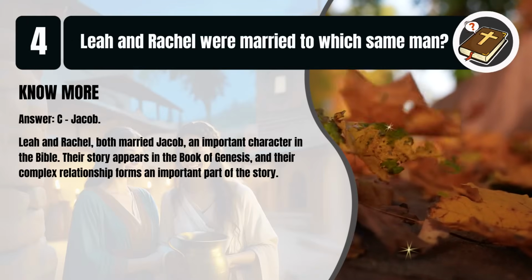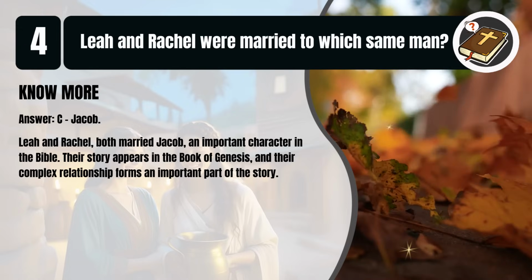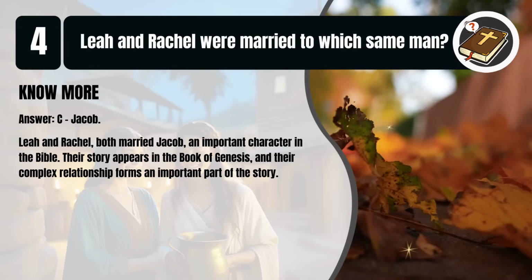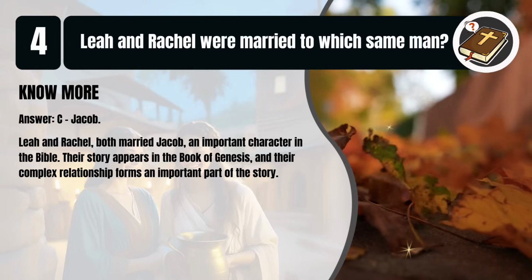That's C. Jacob. Leah and Rachel both married Jacob, an important character in the Bible. Their story appears in the book of Genesis, and their complex relationship forms an important part of the story.